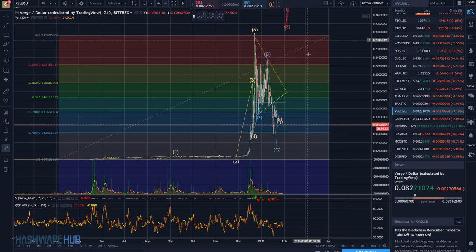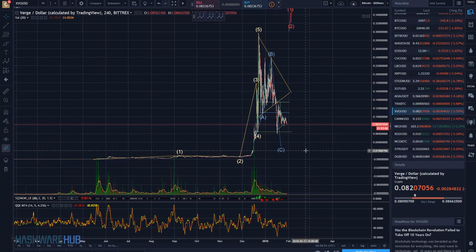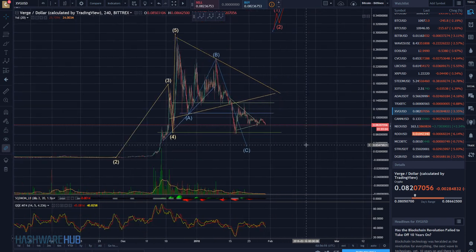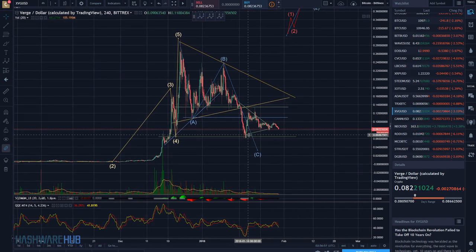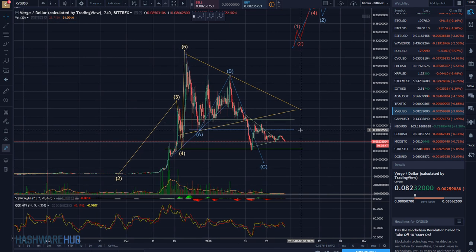So where could it possibly end up? It's very difficult to say. If it starts breaking down below these levels right here, I would say maybe a level right here, 0.045, in other words 4.5 cents, could possibly be another low. Now remember, this is a coin that was flying high before. This is a coin that was about 28 cents.